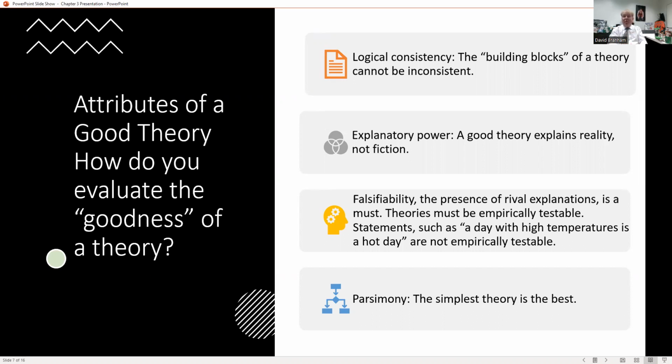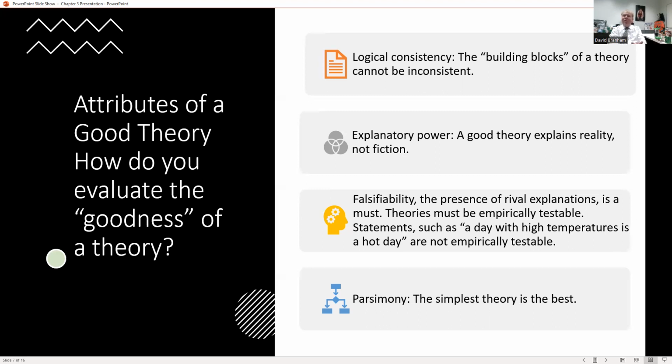Good theories also have explanatory power. A good theory explains reality, not fiction. That's where conspiracy theories lose their credibility. A lot of times conspiracy theories don't have any backing at all. They sound good sometimes to the people who want them to be a reality, but they're not reality. They're something made up. So a fictional story is not a theory. Theory explains reality, and you need to have some evidence of reality for it to be a good theory.